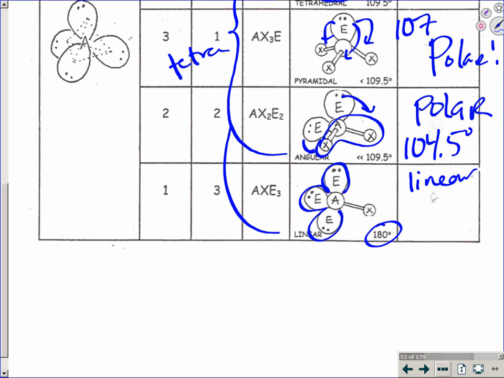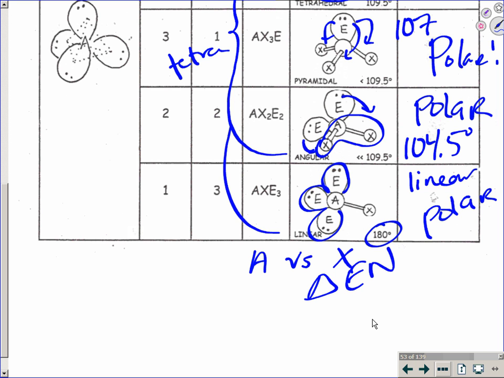What would you guys consider the polarity to be? Say again? Likely polar, and that's probably due to the fact that A versus X, there's a big difference, or at least a moderate difference in electronegativity, because in this case you can definitely see one of these is able to hold on to more electrons, and that's likely because X is probably maybe hydrogen, because it's not going to be able to hold on to more than one pair, so that bonded pair. So a large difference in electronegativity will cause it to be polar.